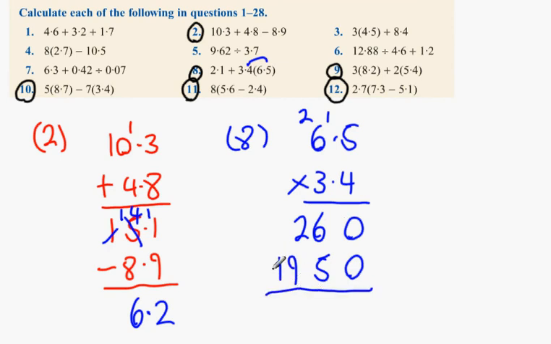Now, here's the big question, okay? How many decimals should there be? Stephen? 2. There should be 2. Now, if you aren't sure about this, when there's 1 decimal in one of them and 1 decimal in the other one, it makes 2.